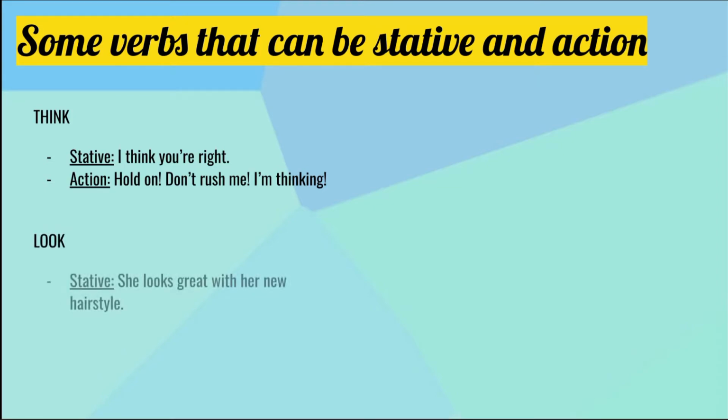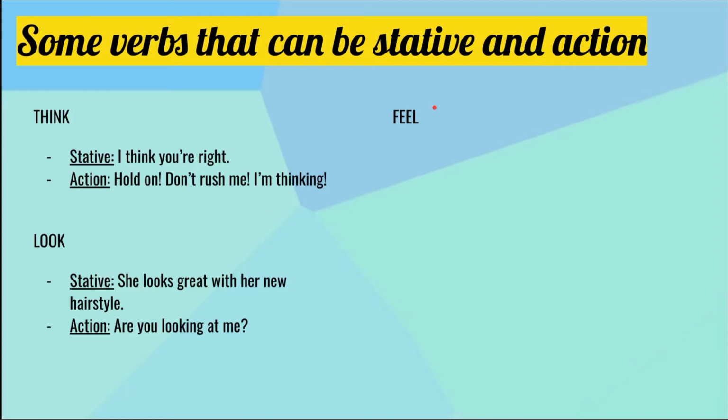Look. As a stative verb, look, like she looks great with her new hairstyle. She looks great. Here, look is what you see. What you see is stative, and it's always in the simple form. The action of "Are you looking at me?" is really about the person focusing on you. Are you looking at me? Are you focusing on me?